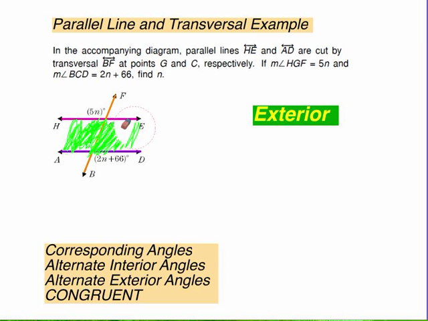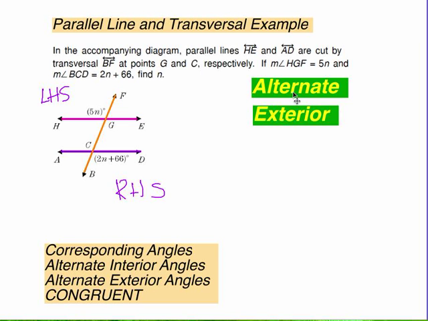Next we look at this orange transversal line. We call this the left hand side of the transversal line, and this the right hand side. Now 5n is on the left hand side of the transversal line, and the angle 2n plus 66 is on the right hand side. Since one is on the left and the other is on the right, we have alternate, so the angles are alternating. So now we have alternate exterior angles. These two angles are alternate exterior, so they must be congruent.